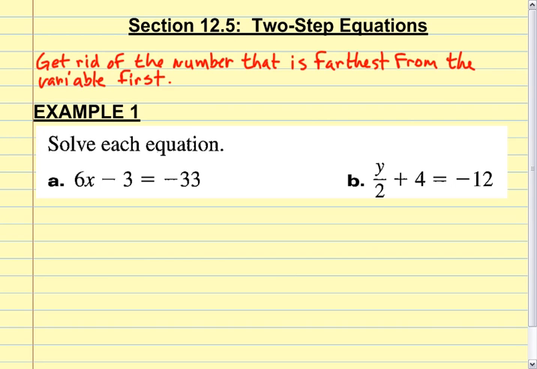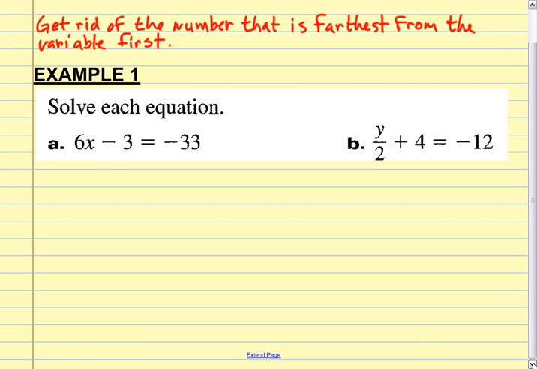All right. When you look at example number 1 here, they've given us two equations, A and B. We're going to start with A. Now, it says solve, and what does solve mean, Eric? It means to get the variable by itself. Now, Sam, in A, what is the variable? What variable did they give us? X. Is it by itself? It has a 6 with it. Is there anything else on that side of the equation that it has with it?